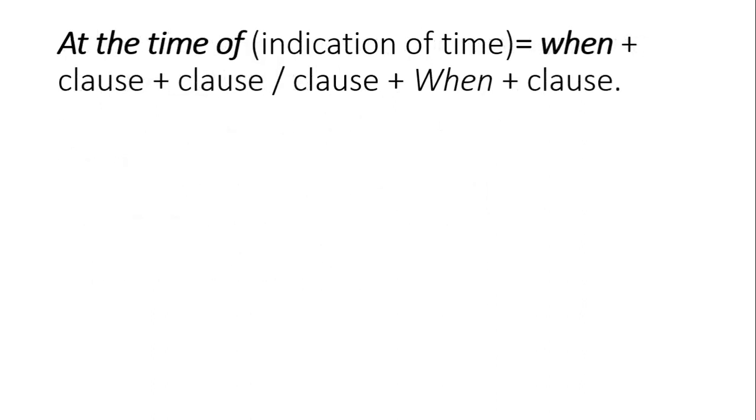Very easy. So if we have "at the time of" in the simple sentence, that means an indication of time. If we have an indication of time in a simple sentence, then how to change this? Firstly, you have to write down when plus clause and then another clause. You see?